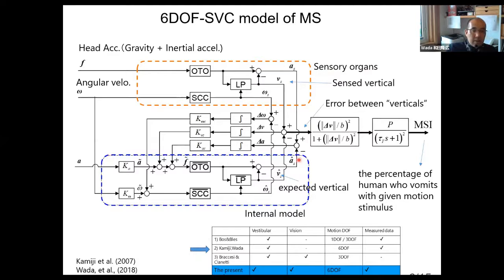The internal model that is thought to be built in the central nervous system calculates the expected vertical direction here, and the error or discrepancy between the sensed vertical and the expected vertical leads to motion sickness.